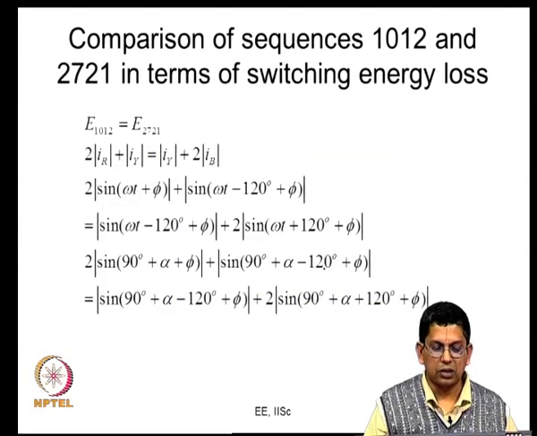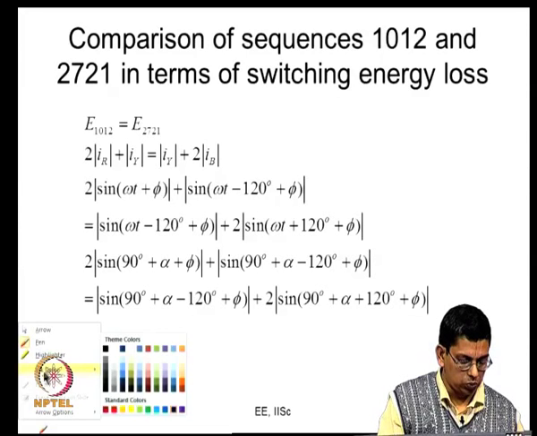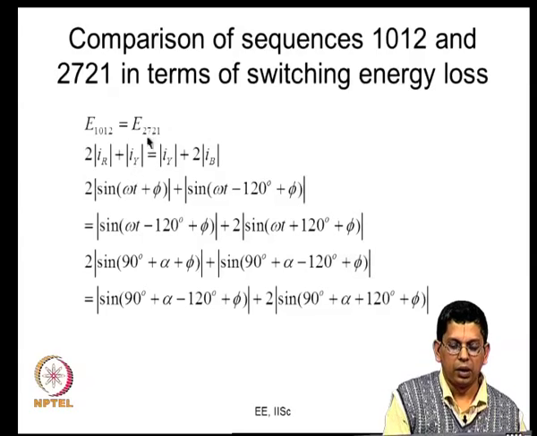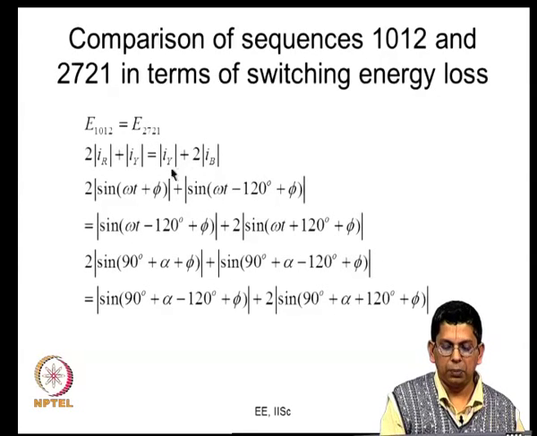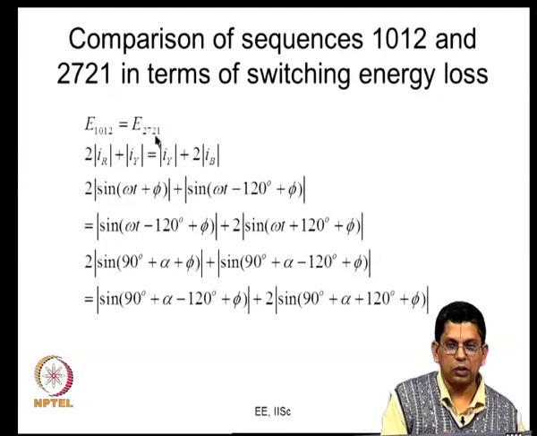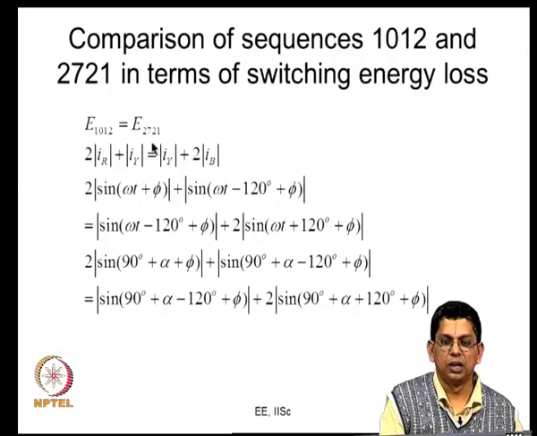Similar exercise can also be done for E 1 0 1 2, except that now R phase switches twice. So, it is 2 times IR plus IY. 2 7 2 1, B phase switches twice. So, it is 2 IB plus IY. You can do a comparison, this will tell you when 1 0 1 2 is better than 2 7 2 1 or vice versa, and then you can use an appropriate combination of 1 0 1 2 and 2 7 2 1, which will give you lower switching loss than these two sequences put together.